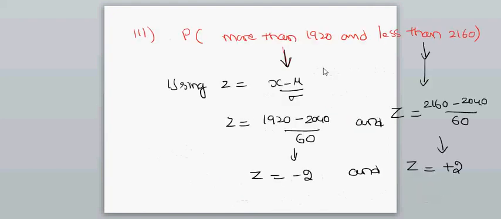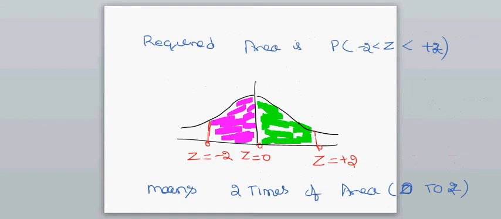Next question. In between 1920 to 2160. For 1920, if you apply the formula x minus mu by sigma, you get the corresponding z value as minus 2, and when you apply it to 2160, you will get the corresponding z value as plus 2. So we have to calculate the area now between minus 2 to plus 2, that is, z equals minus 2 is on the left side of z equals 0, and plus 2 is on the right side of z equals 0.